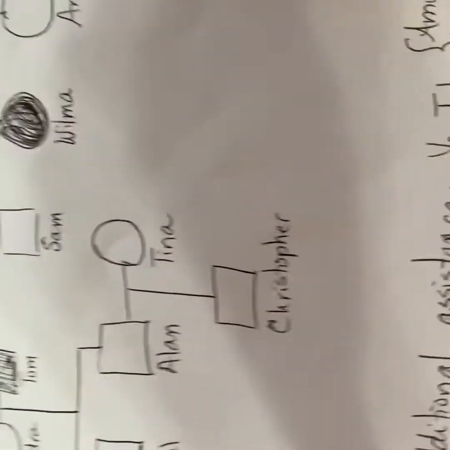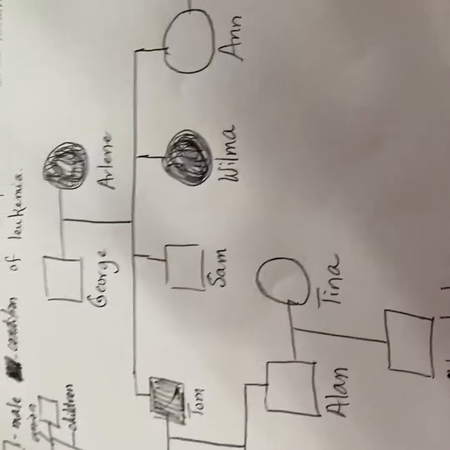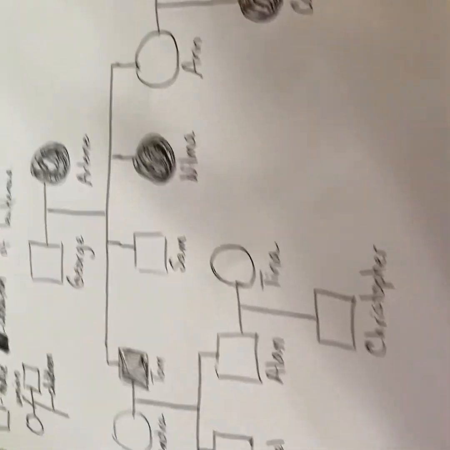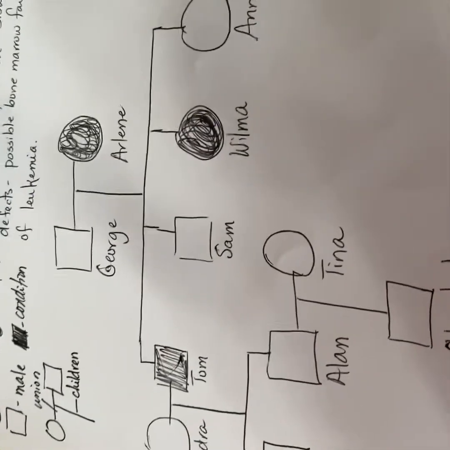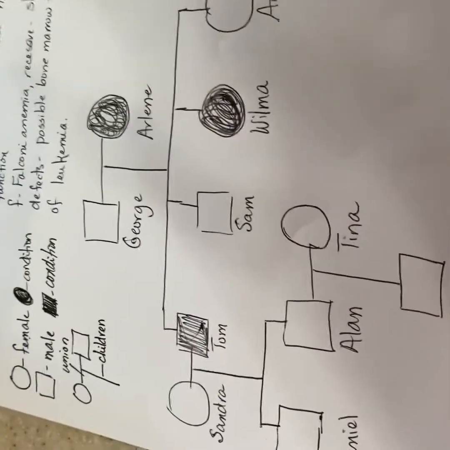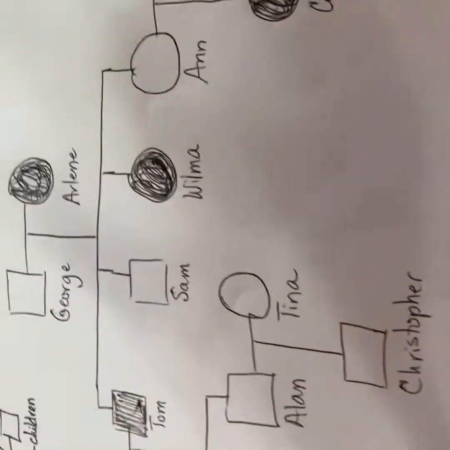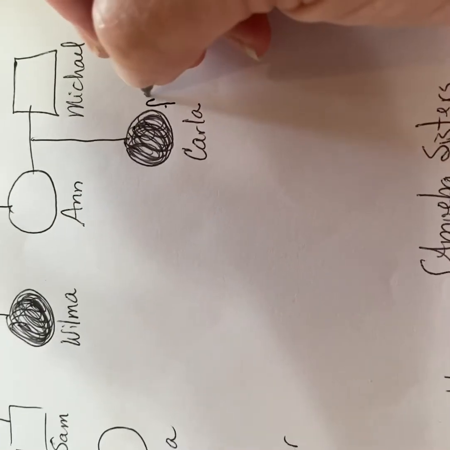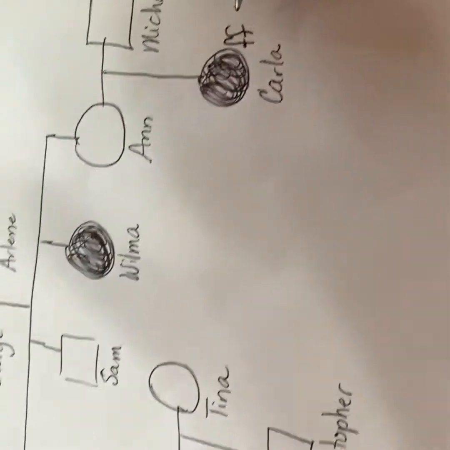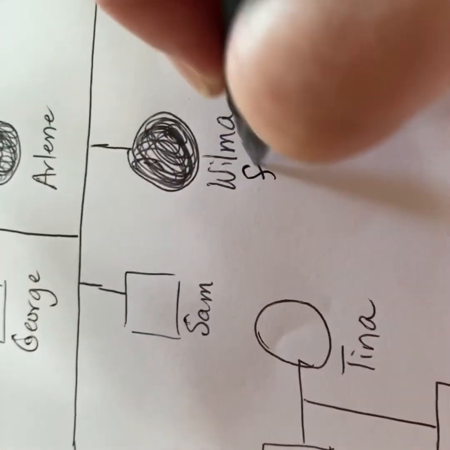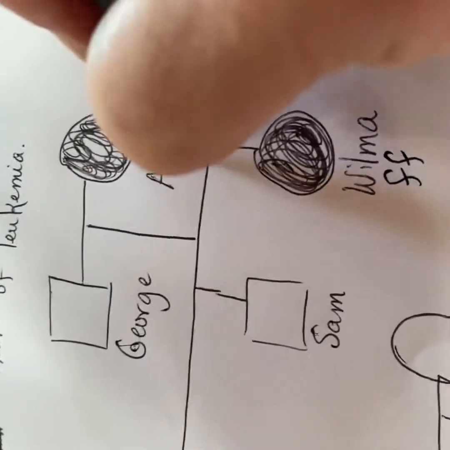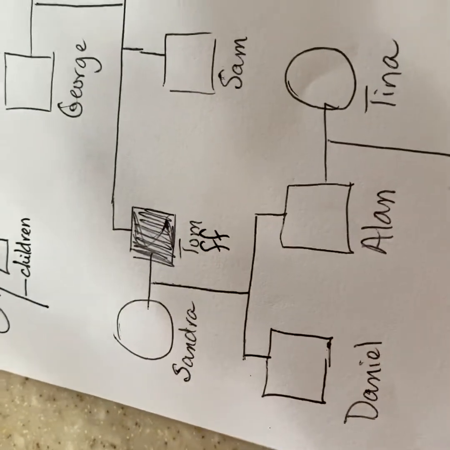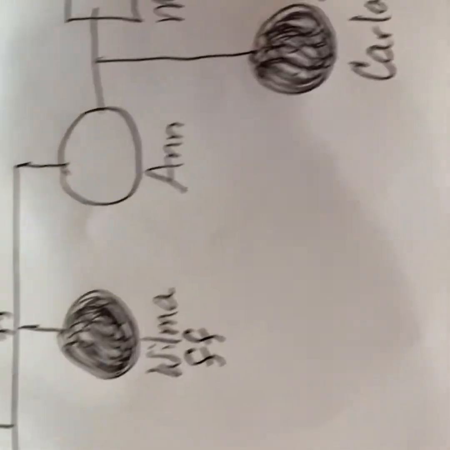Now, what we want to try to do is to successfully identify what are the genes for each of these children and grandchildren. So the first thing that I like to do, number one, is go ahead and identify those that have the condition, and we know they're colored in. So we know automatically Carla would be a little f, little f. Wilma is a little f. Arlene, a little f. And finally, Tom, a little f. So that's the easiest way for us to start.